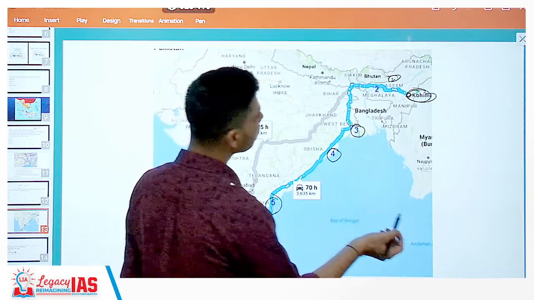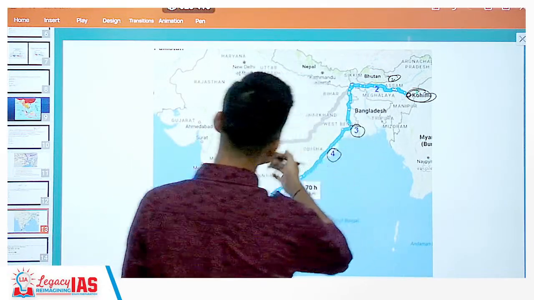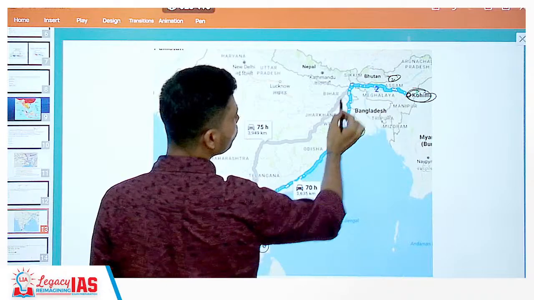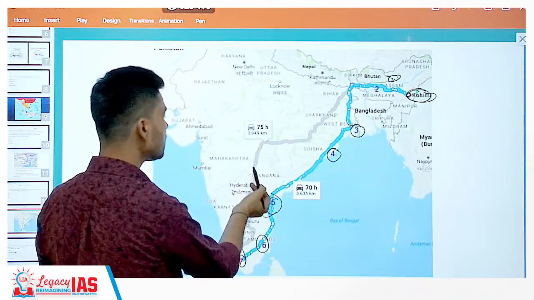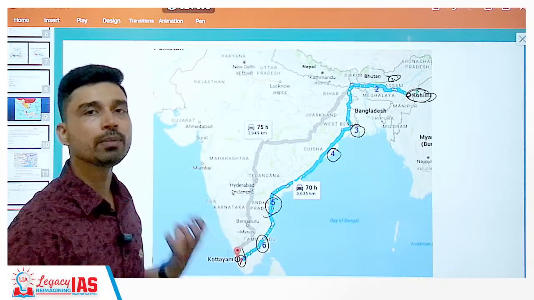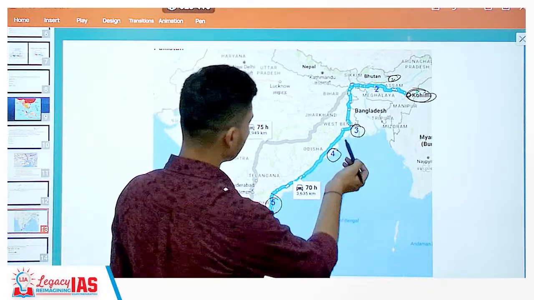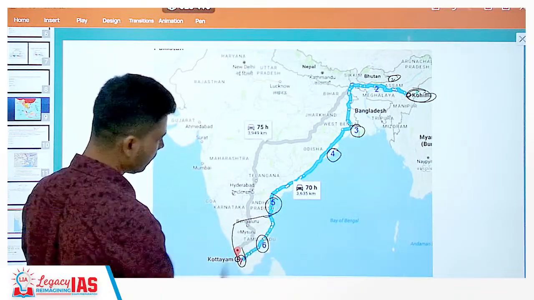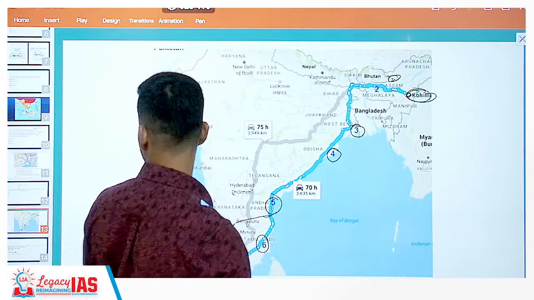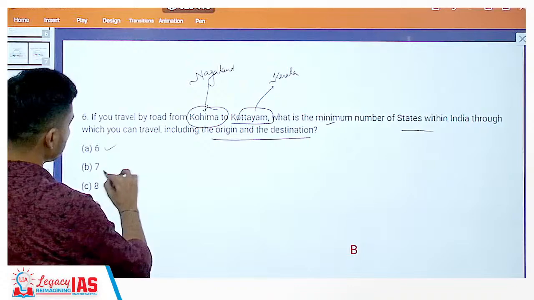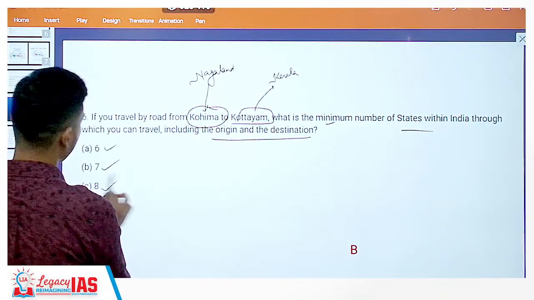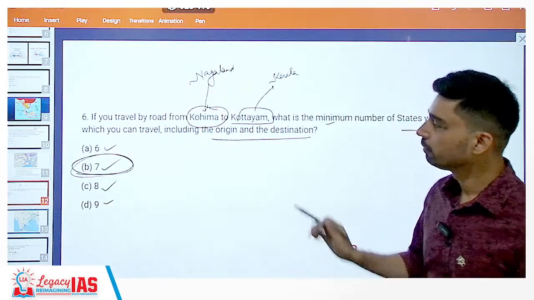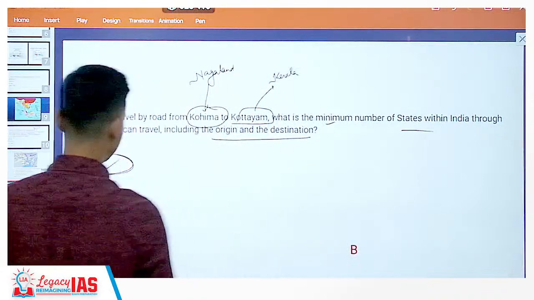The other alternative route passes through a higher number of states, such as from Nagaland to Assam to Bihar, Jharkhand, then Odisha, then Maharashtra, then Telangana. So we have to choose the minimum number of states that is possible to cover the road distance. From Andhra Pradesh you can go to Karnataka also, and from Karnataka again to Kerala, but the number of states will remain the same, that is 7. If you look at the options here, 6, 7, 8, 9, what is the correct option? Obviously the minimum number of states that you will have to pass through while travelling from Kohima to Kottayam will be 7. So that is the answer for this question.